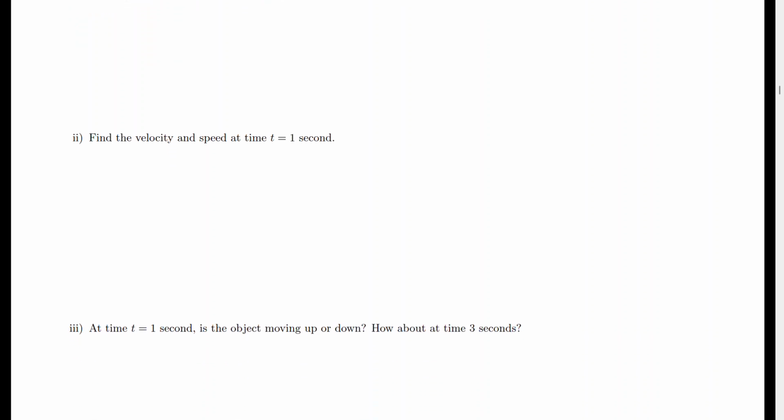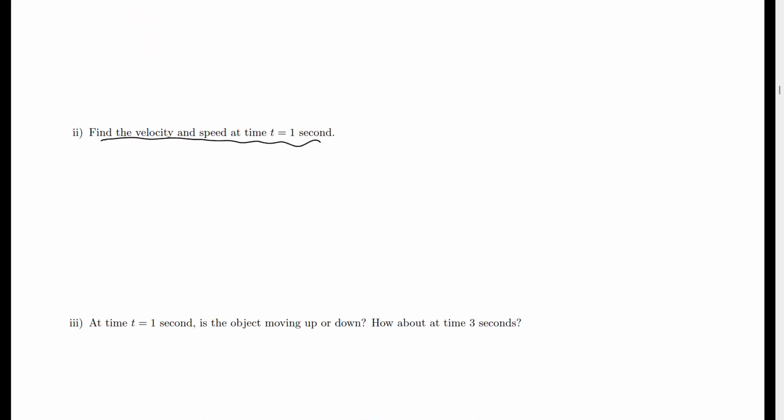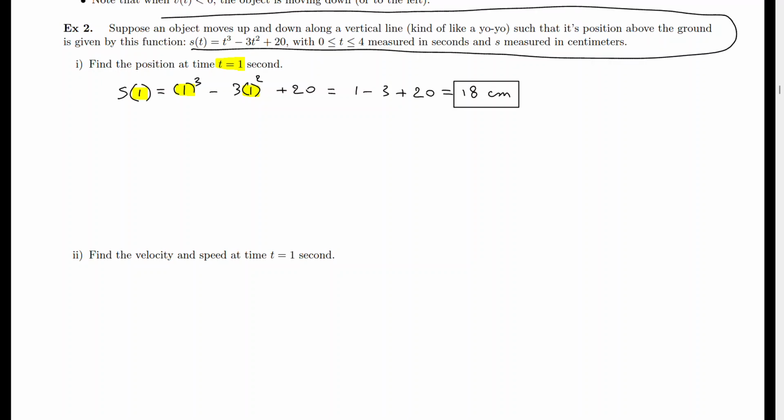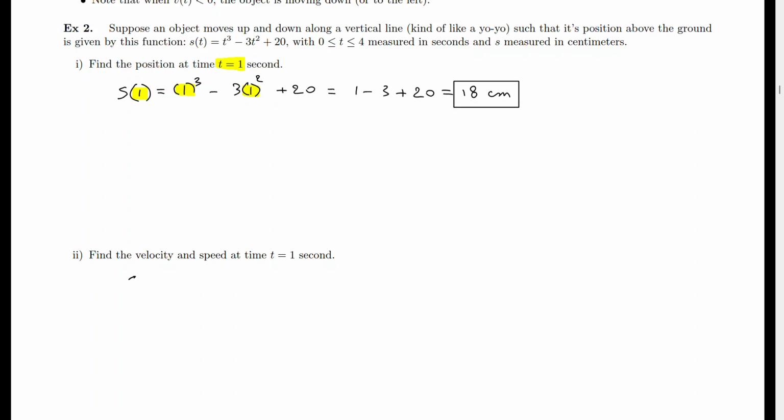Now, for part 2 of the problem, it says find the velocity and speed at t equal to 1. So they want the velocity and the speed, and I'm not given in this paragraph anything about velocity or speed. They're just telling me the position. So what I have to do is start with the position function, and I'm going to write it down one more time. This is t cubed minus 3t squared plus 20.